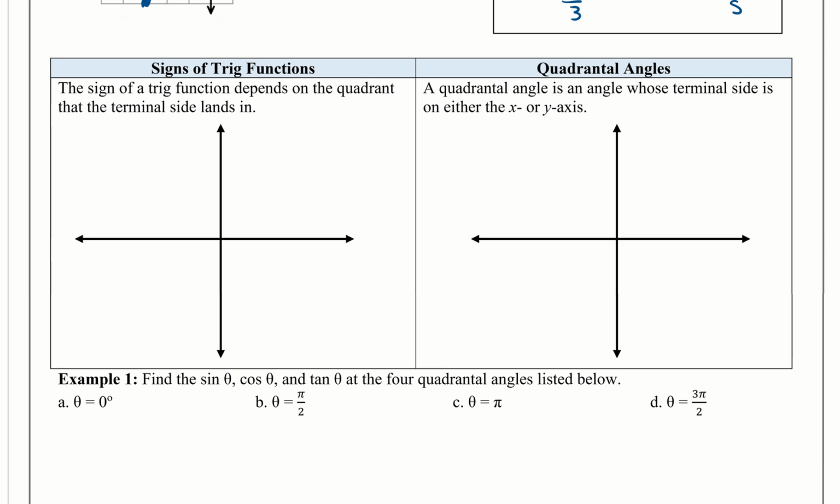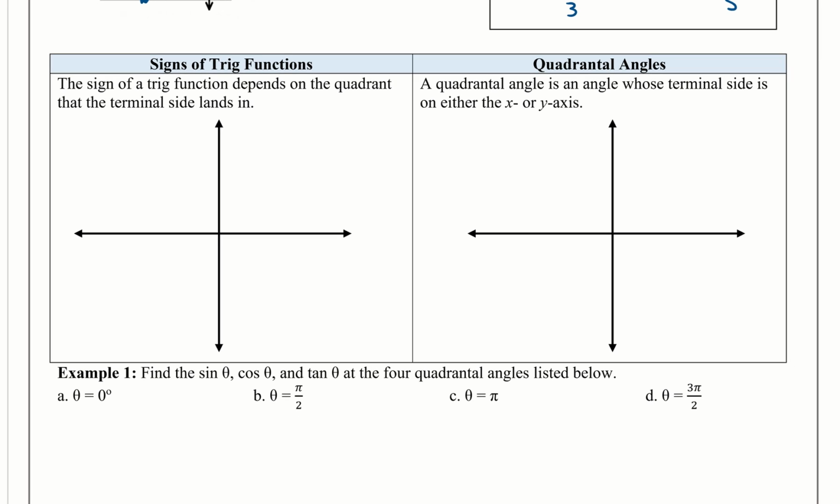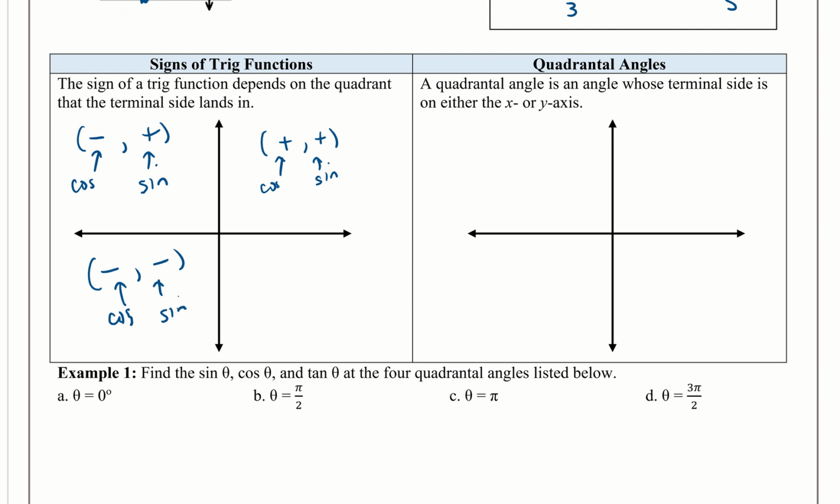All right, signs of trig functions. We've already seen this, we're just going to formalize it. In the first quadrant, everything is positive. So cosine and sine, being our ordered pairs, would both be positive. In the second quadrant, we would have a negative for cosine and a positive for sine. In the third quadrant, both will be negative. And in the fourth quadrant, cosine is positive while sine is negative. These look like little faces to me. So knowing the sign will tell you what quadrant and vice versa.